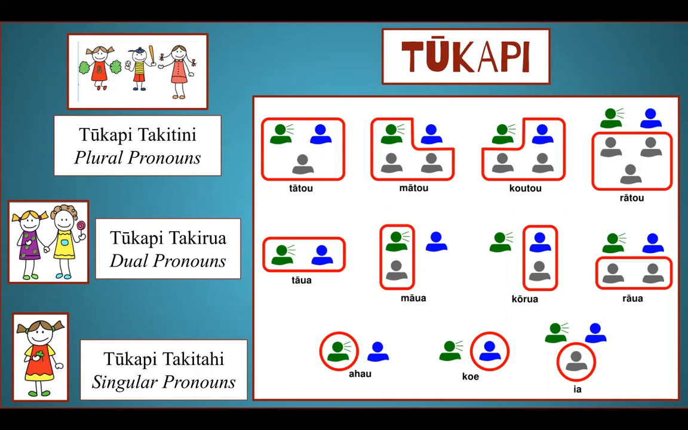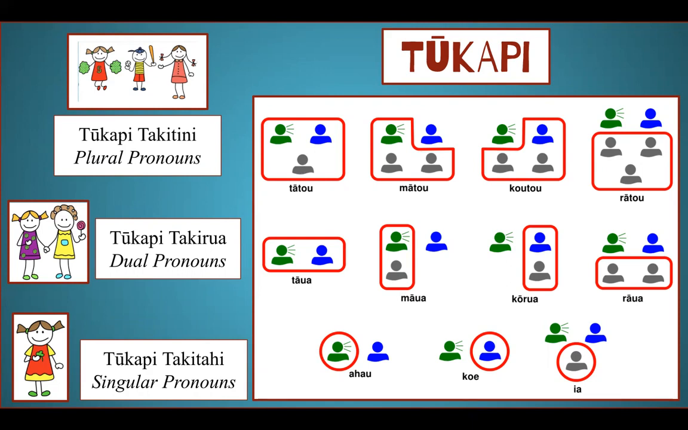I'll show you what I mean. Let's start with the bottom line. In the first example, ahau, the speaker is only speaking about themselves. Ahau, I or me. With koe, the only person the speaker is referring to is the person they are speaking to. Koe, you. In the last singular pronoun, tūkapi takitahi, the speaker is referring to someone else, ia, meaning he, she, him, her, or it.